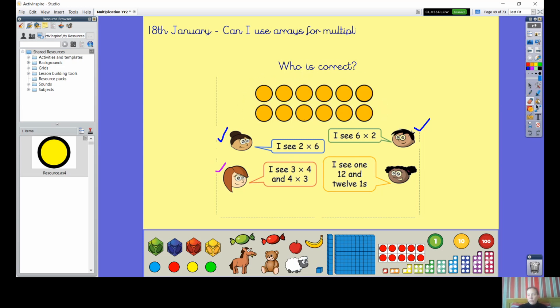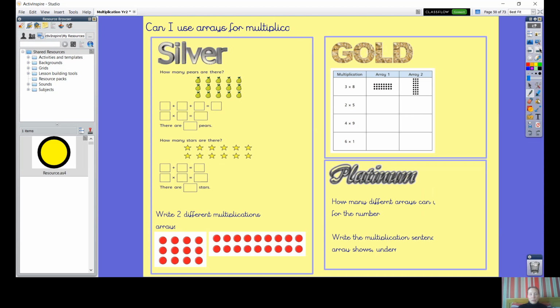Okay, so finally it says, I can see 1 12 and 12 ones. So I can see a group of 12. Here's one big group of 12. But also, I think they're right. So here's a group of 1, 1 group, 1 group, 1 group. So we're up to 6 groups, 7 groups, 8 groups, 9 groups, 10 groups, 11 groups, 12 groups with just 1 in each. So I was a bit naughty and gave you a trick question because they are all correct.